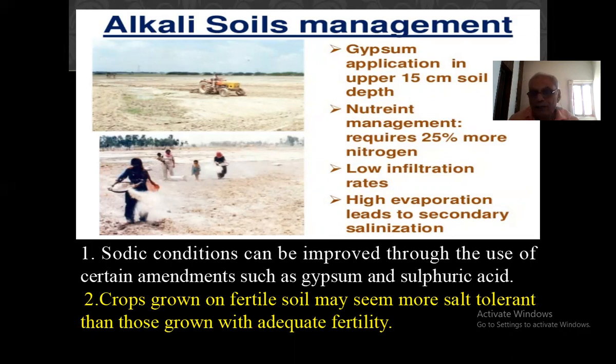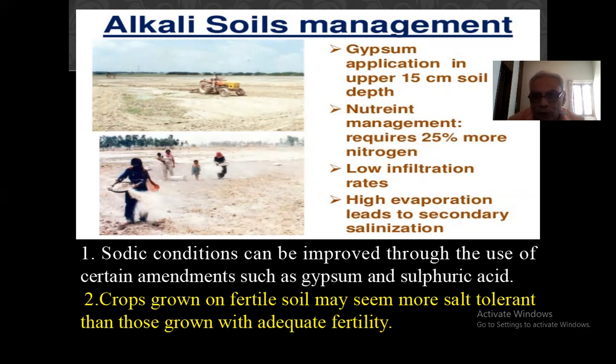Then low infiltration rate. I told that when you apply irrigation water or rain water, that water will not go downward due to dispersion of the soil particles, that is due to deflocculation. Then high evaporation leads to secondary salinization. In arid regions like Rajasthan, Kutch, and some parts of Madhya Pradesh, you will find saline alkali soil. We will not find many trees and vegetation, so there will be more wind erosion, and you will find sand dunes in Jaisalmer and other parts of Rajasthan.